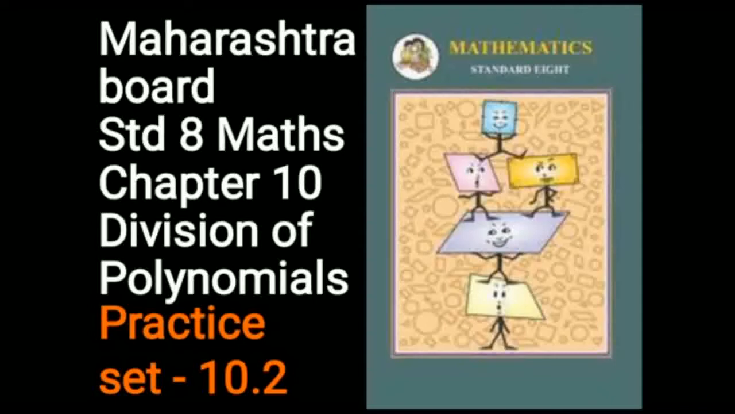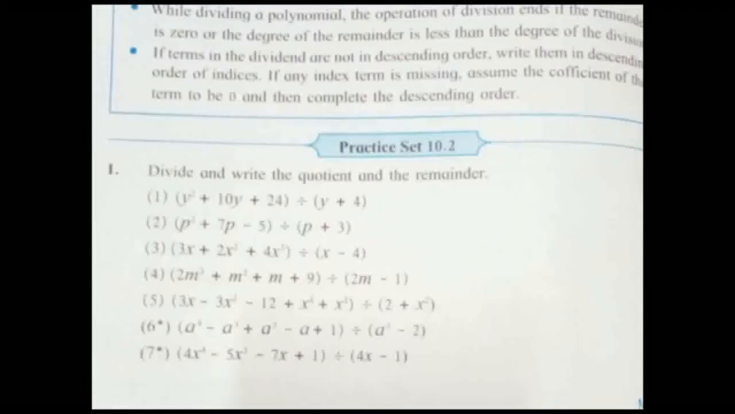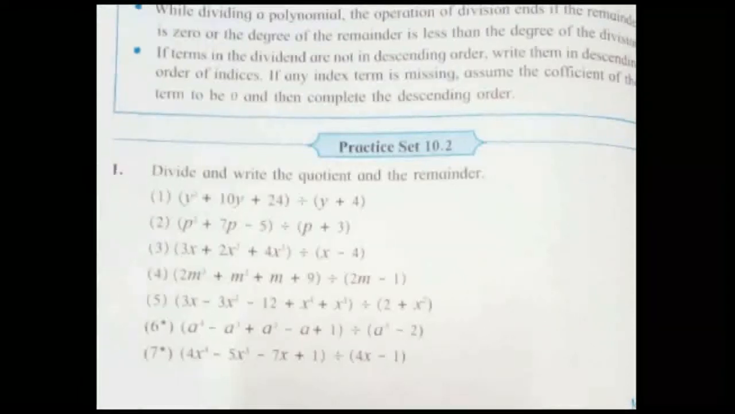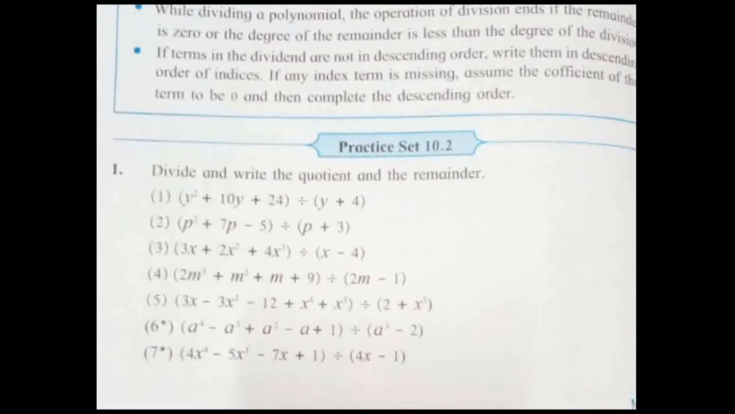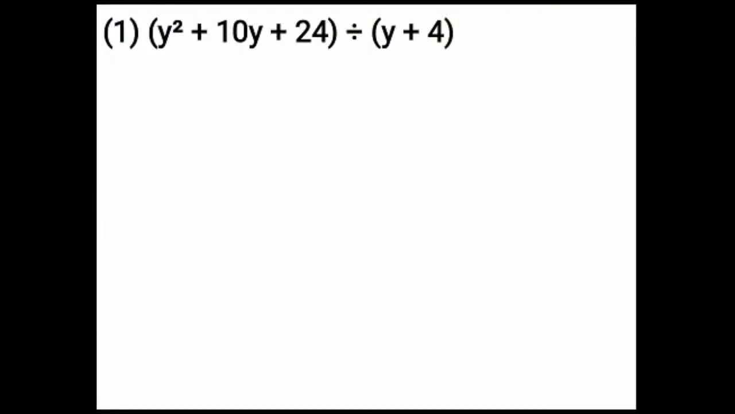We will begin practice set 10.2 on textbook page number 66. Divide and write the quotient and the remainder. In this practice set, we are going to study how to divide a polynomial by a binomial. First one, y square plus 10y plus 24 divided by y plus 4. First you have to arrange y square plus 10y plus 24 divided by y plus 4.